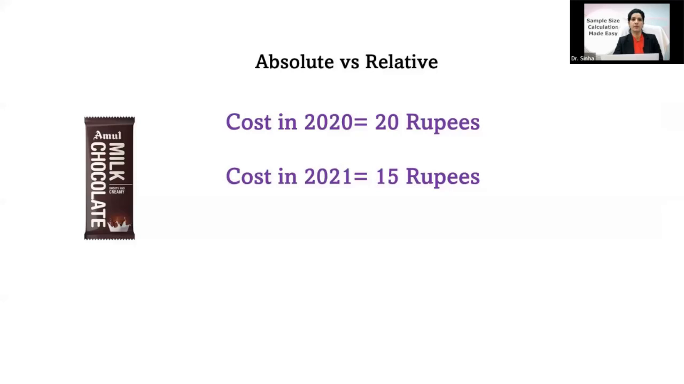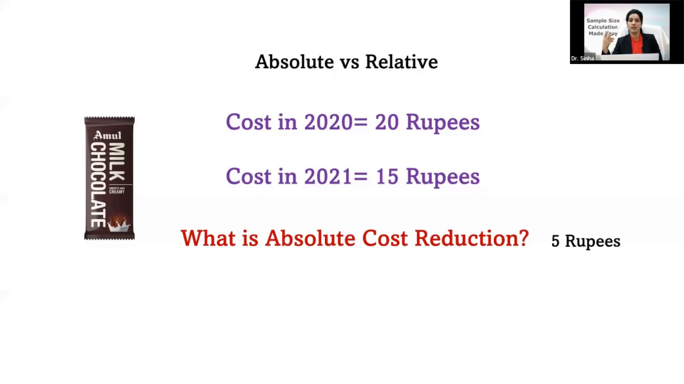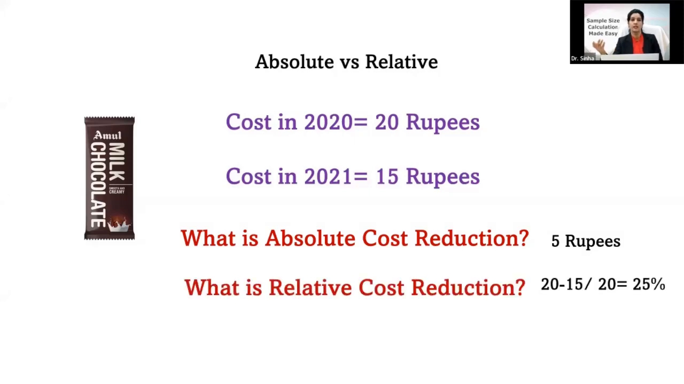So let's see this concept again with an example. With absolute precision, there is a concept of percentage point. See this example. The cost of this Amul chocolate in 2020 was 20 rupees, and the cost of this Amul chocolate is 15 rupees in 2021. If you talk about percentage points, then the absolute cost reduction is 5 rupees. But if I ask you the relative cost reduction, then it will be 20 rupees minus 15 rupees, that is 5 rupees, divided by 20. So it will be 25%.